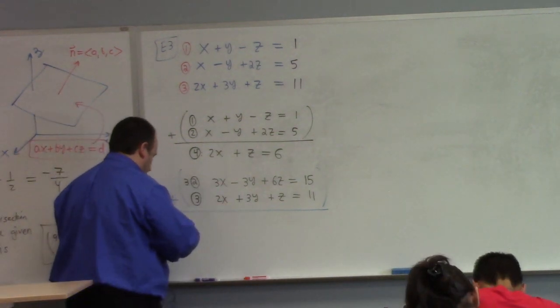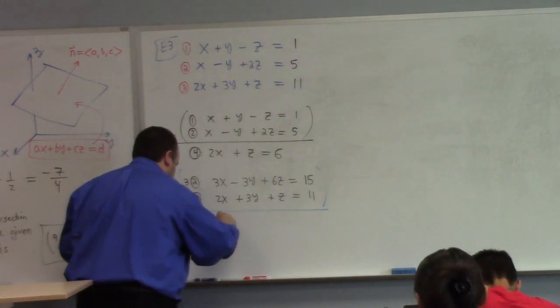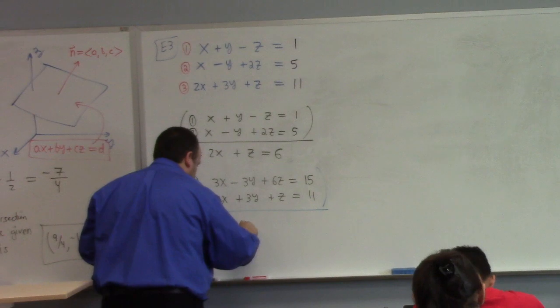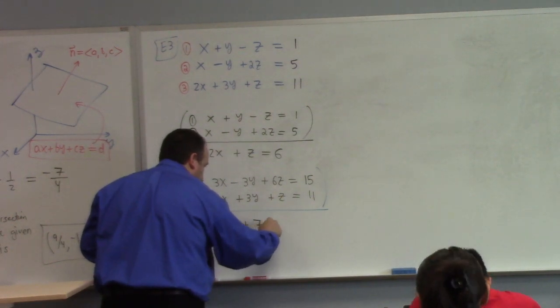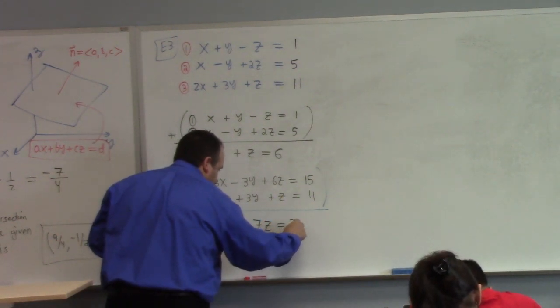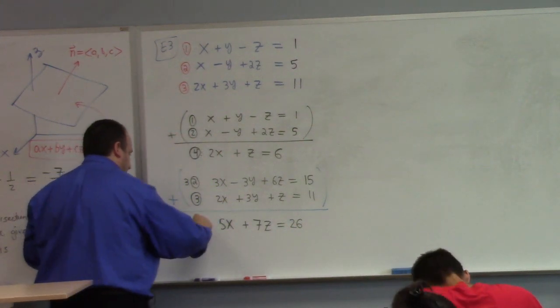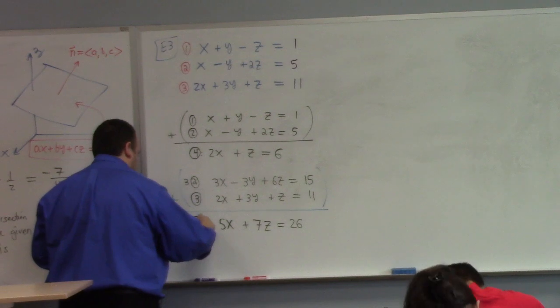We get ourselves a 5x, and the y's are canceling, and 7z, and it looks like a 26. Now this is a new equation. We're going to give it a name. We're going to call it 5.